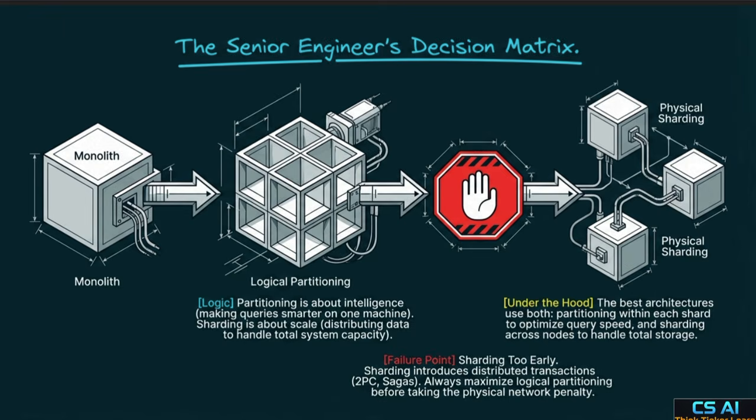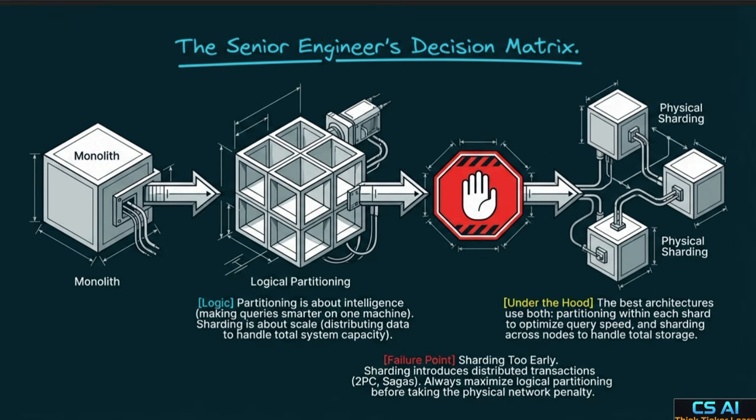Finally, we arrive at our senior engineer decision matrix. The logic here is the crucial takeaway. Don't over-engineer early. Align your architecture strictly to a dominant access pattern. This matrix guides you from a monolith through logical partitioning and potentially to physical sharding. The best architecture uses both: partitioning within each shard to optimize query speed, and sharding across nodes to handle total storage.